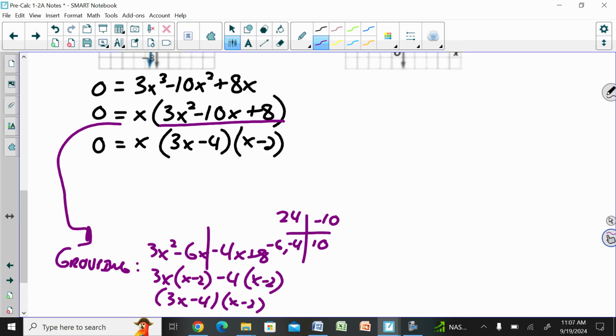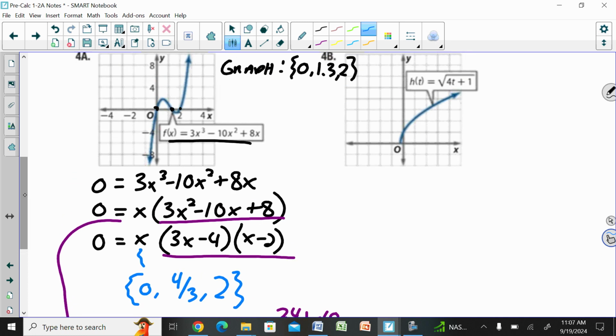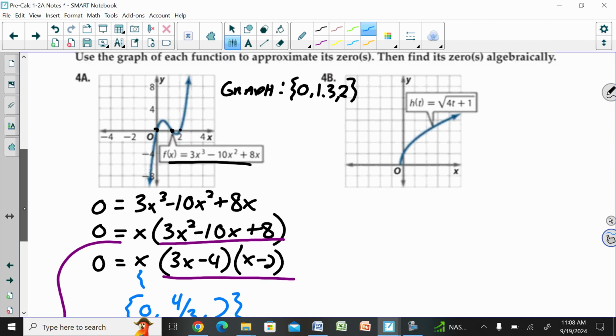So that's where I end up here, and that means our zeros would be, well, this would be a 0, and then if I set this equal to 0, it's going to be 4/3 when I do the math, and this would be 2. So we were pretty close to our estimate. We had 0 correct, we had 2 correct. 4/3 is 1.33, so we were really close.